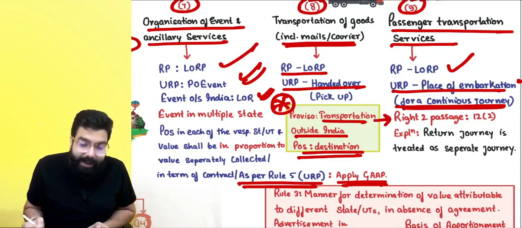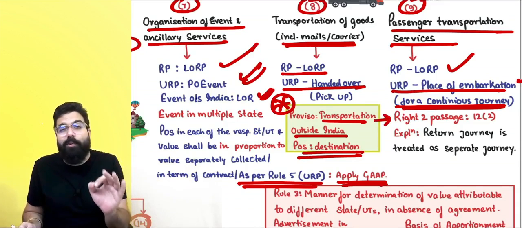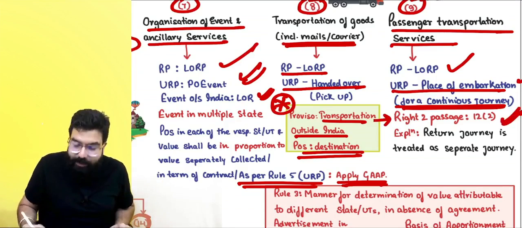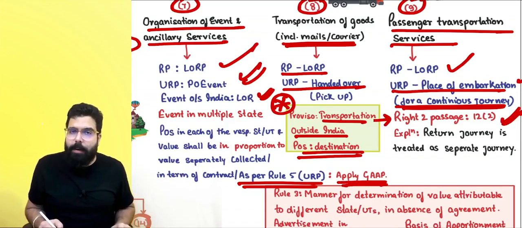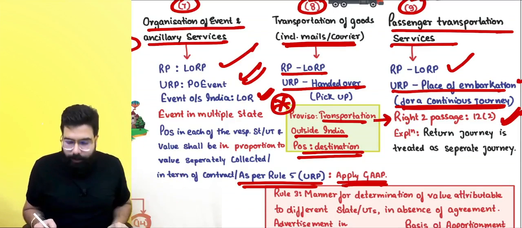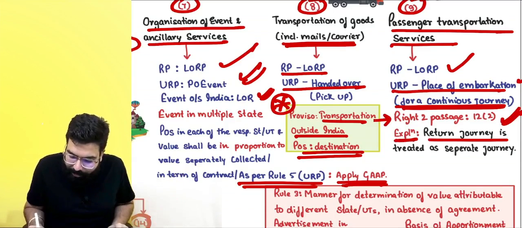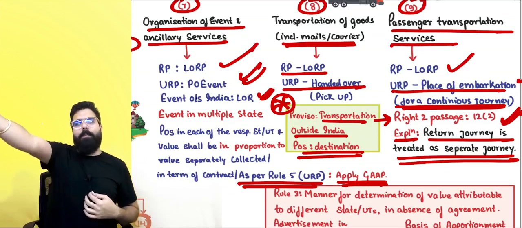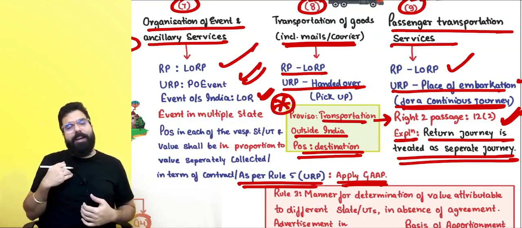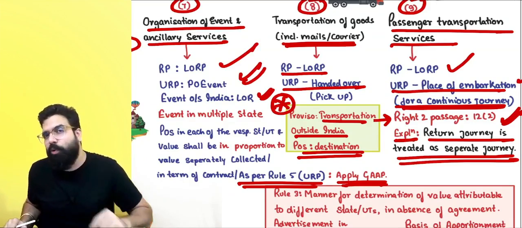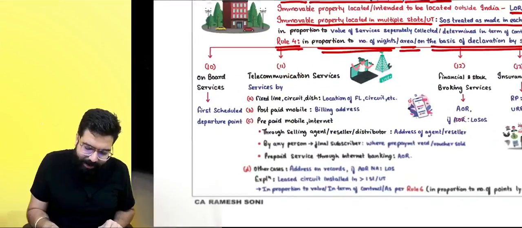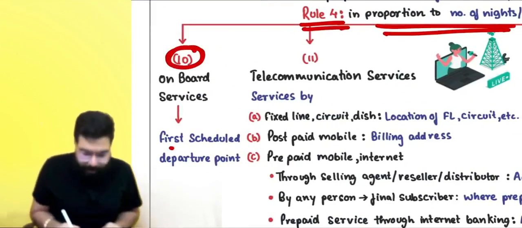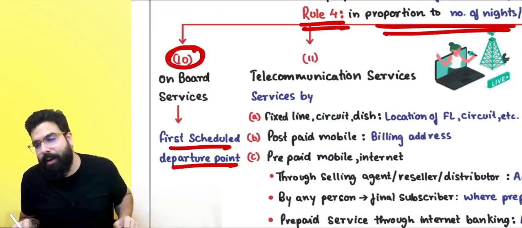Always remember, if a right to passage can be issued, for example, a metro card is a right to passage, in that scenario the general rule shall apply. Also, as per the explanation, a return journey is always treated as a separate journey. I went from here to Mumbai, that's one journey. Mumbai back to Bangalore is a separate journey. It is two journeys and two places of supply shall come. If services are supplied on board, then the first scheduled departure point shall become the place of supply.